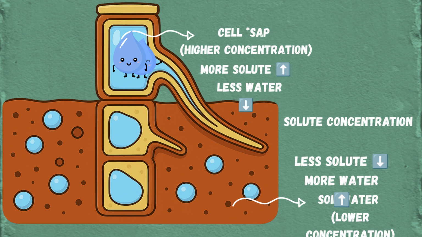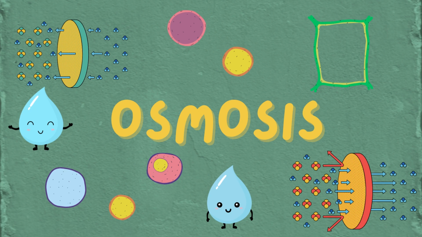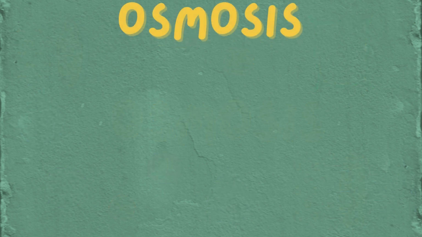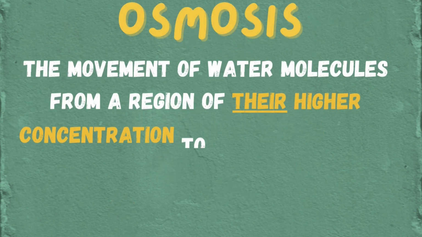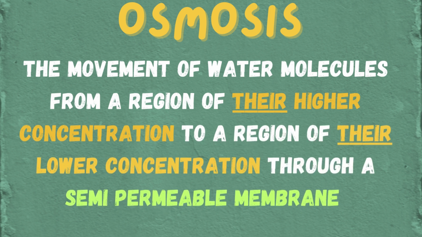This is how the root hair absorbs water, and this process is known as osmosis. It can be defined as the movement of water molecules from a region of their higher concentration to a region of their lower concentration. Note that we are writing "their", referring to the concentration of water. If we write only higher concentration or lower concentration, it will be referring to the concentration of the solutes, which will become a wrong definition.